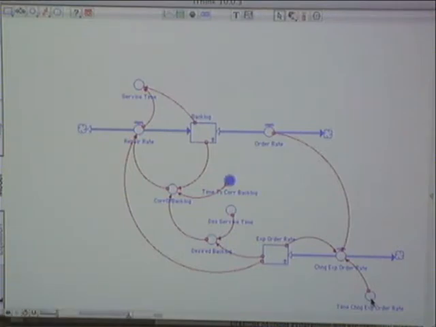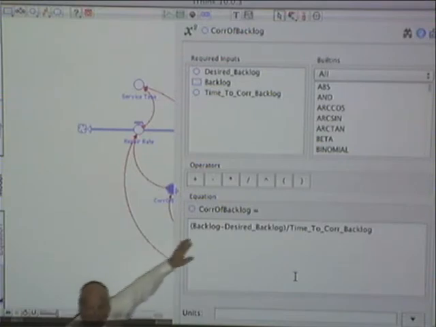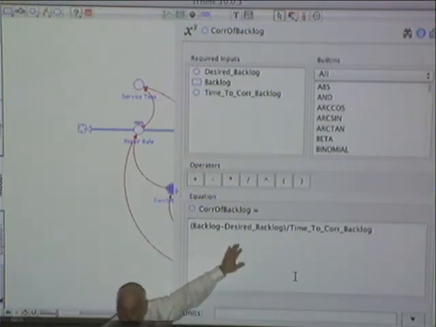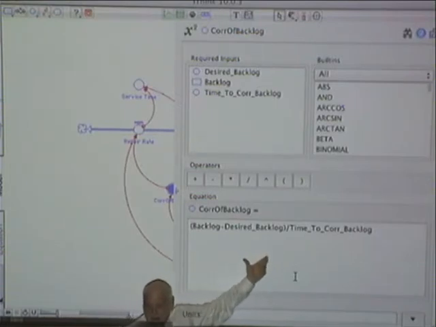The formula would then be the backlog that I have minus the desired backlog, which gives you a positive number.